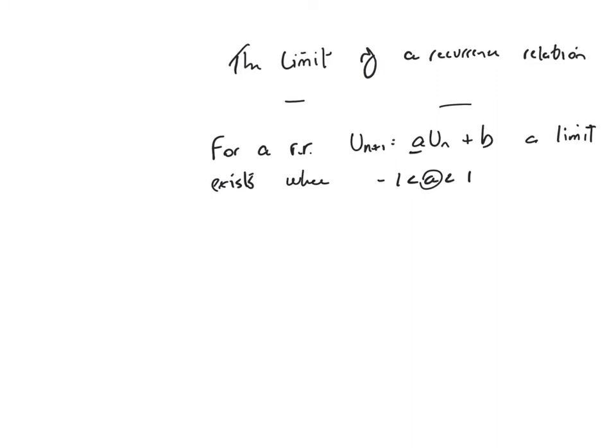Now that means it can't be as small as -1 and not as big as 1, so -0.999 would be fine. That would generate a limit, and so would 0.999, but if you were to try -1 and 1, you wouldn't get a limit. So it lies in between -1 and 1, but not including. Okay, so let's have that down. For a recurrence relation u(n+1) = au(n) + b, a limit exists where a lies between -1 and 1.